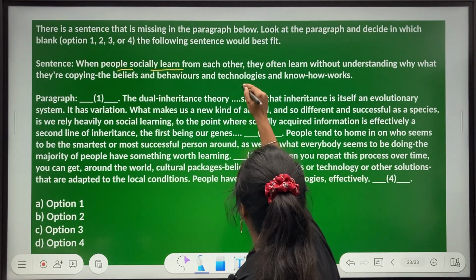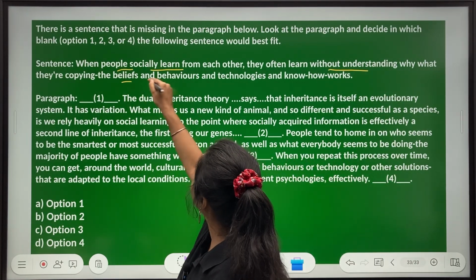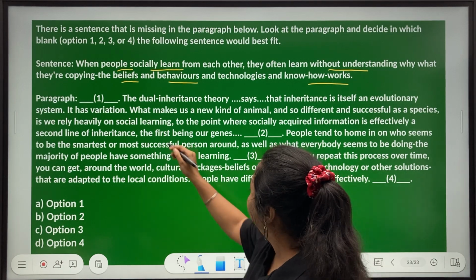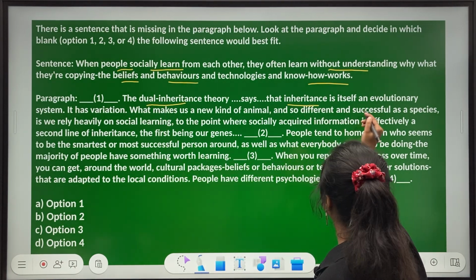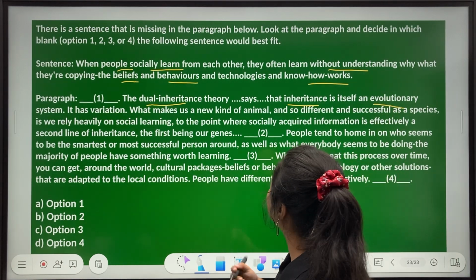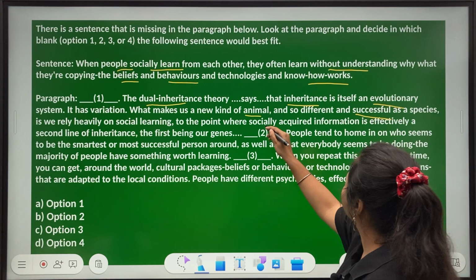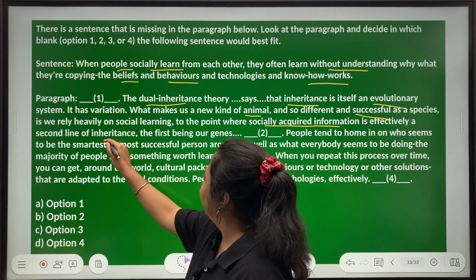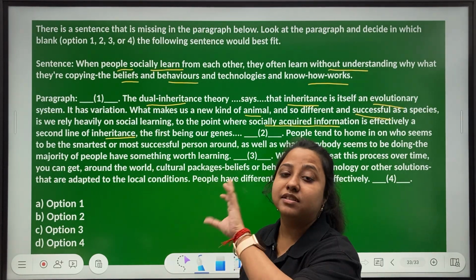People socially learn without understanding beliefs, behaviors, know-how, dual inheritance theory, ठीक है, inheritance, evolutionary system, animal, successful, socially acquired information, सेकेंड लाइन ऑफ इनहेरिटेंस, ये ऑलरेडी इतना ही पढ़ के एक सेंस आ जाना चाहिए.